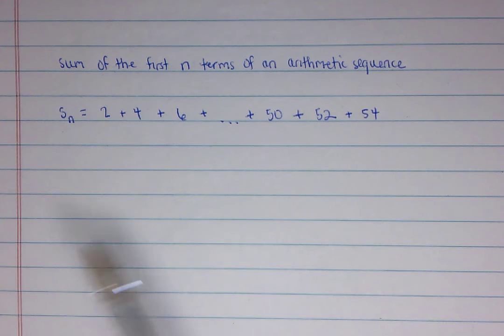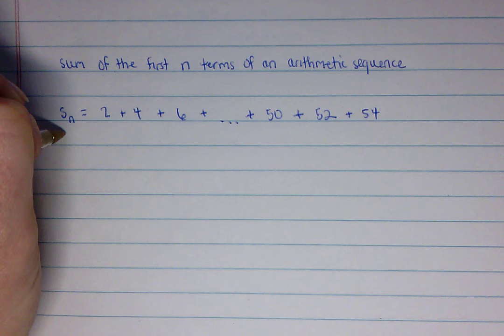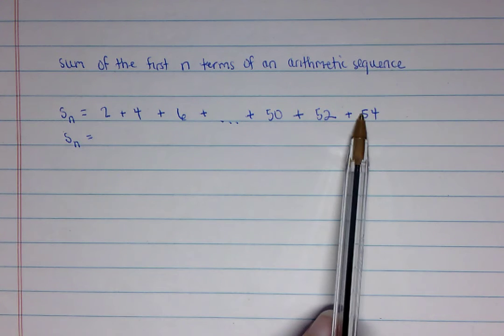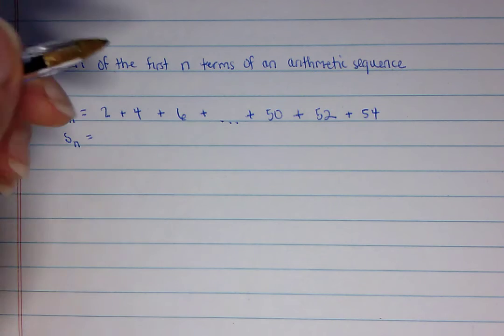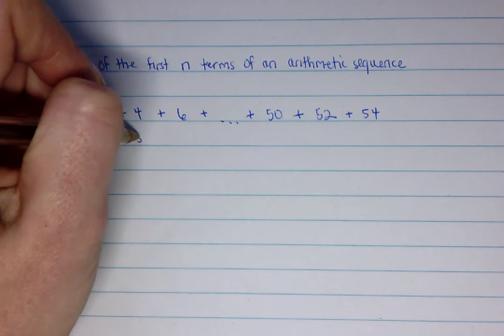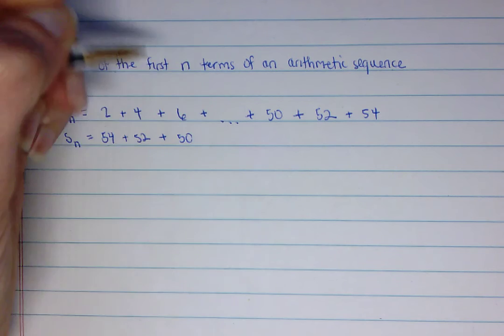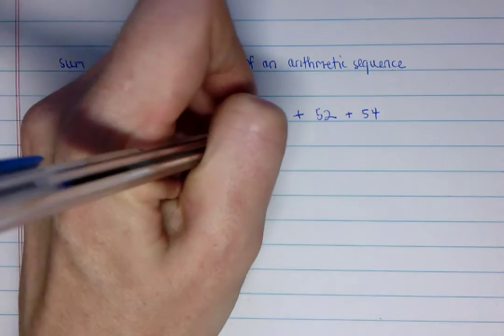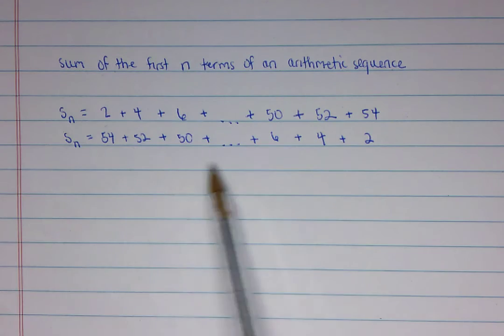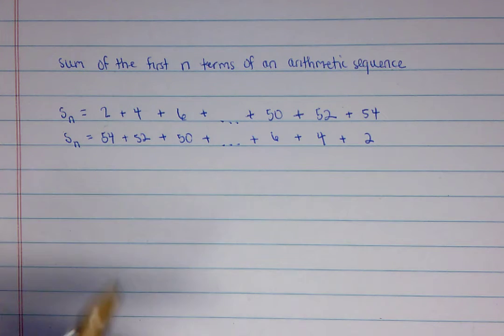The neat thing about this method to find the formula is that we can use a little trick, and we can rewrite this sum backwards. Right now it's forwards, 2 through 54. We can actually write it backwards. I'll put the last term first, and then keep going: dot, dot, dot, 6, 4, and 2. So if we rewrite it backwards, we can add these two rows together.